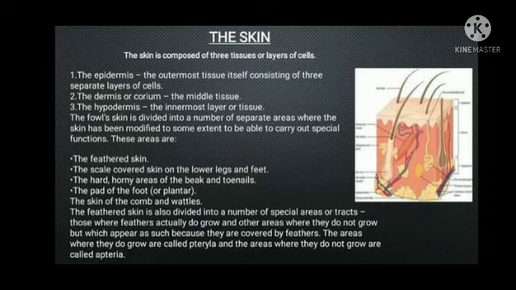First is the epidermis, the outermost tissue itself consisting of three separate layers of cells. It is the skin that covers the entire body of the chicken. The second is the dermis or corium, the middle tissue. The dermis or corium is found between the epidermis and the hypodermis. The hypodermis is the innermost layer or tissue. It is found in the inner part of the chicken.